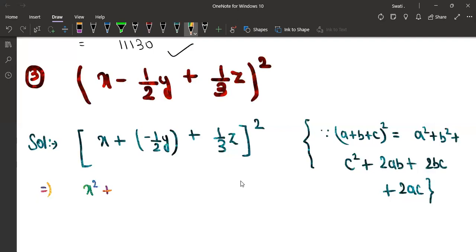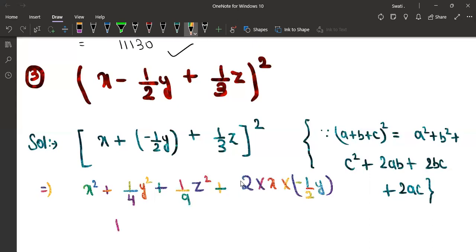1 upon 2 square will, of course, become 1 upon 4, because 1 square is 1, 2 square is 4. And y square is, of course, y square. Plus c square, that means 1 upon 3 z whole square, that is 1 upon 9 z square. Now next is 2ab. So 2 into a is x, and b is not just 1 upon 2y, but it's minus 1 upon 2y. So make sure you are writing into minus 1 upon 2y.